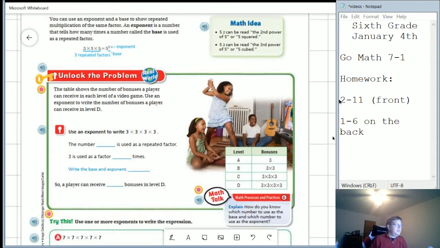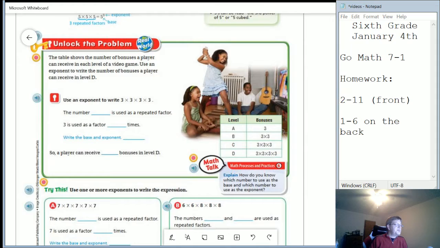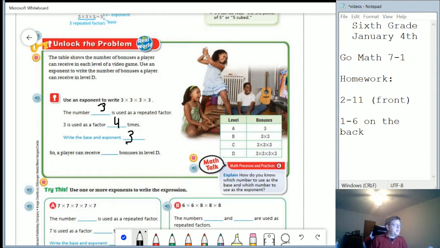So for number one, we are going to use 3 as a repeated factor. We're going to multiply 3 times 3 times 3 times 3. So we are going to use that as a factor 4 times. The base is going to be 3. The exponent is the number of times that we're multiplying 3 together. That would be 4.